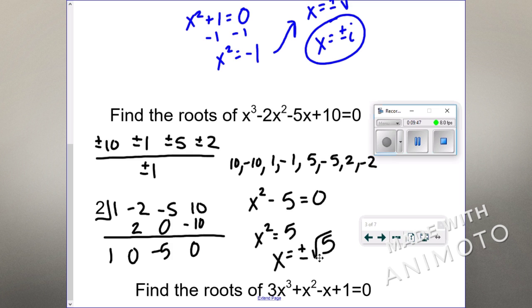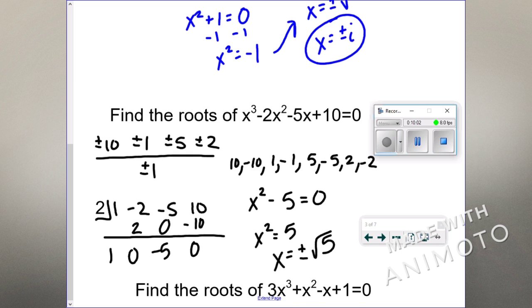That's why there's 3 x-intercepts, because there's 3 real solutions. It's just these 2 are not rational roots, they're irrational roots. So our 3 solutions are positive square root of 5, negative square root of 5, and 2, which again matches our solution here.